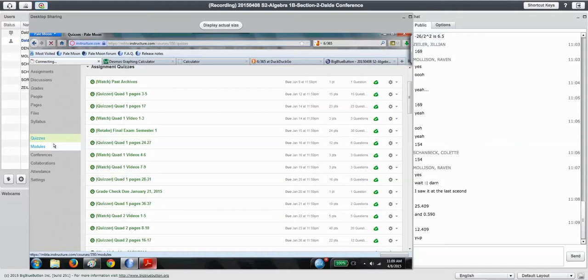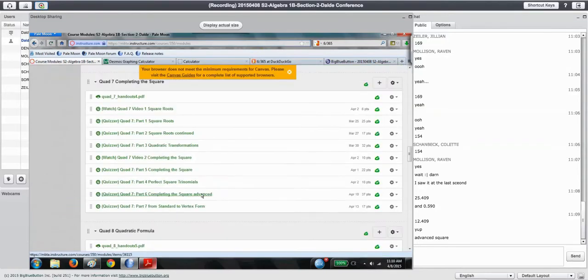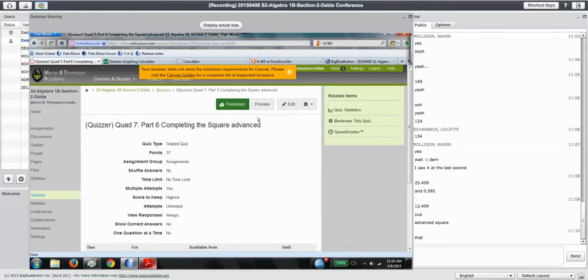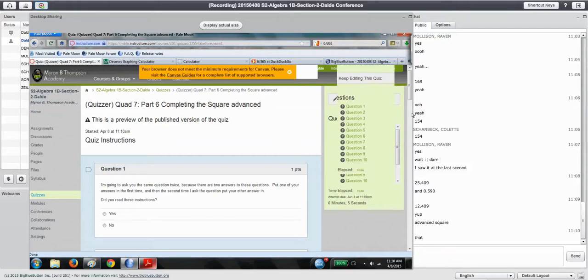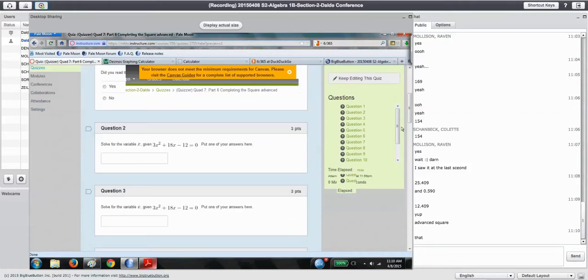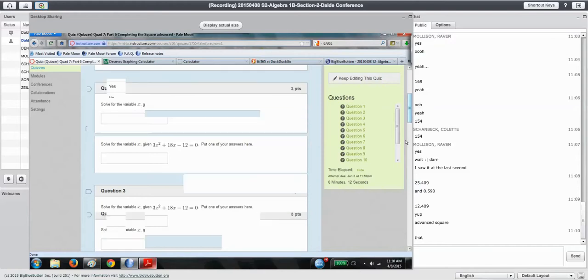Okay, let me take a look real quick. Modules. Quad, this, completely squared, advanced. Okay, it's this one. Let's take a look at what this homework is. Oh, okay. Oh, I see. I see what's going on. All right.